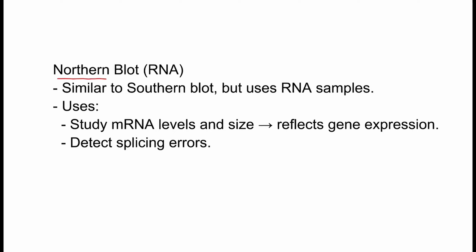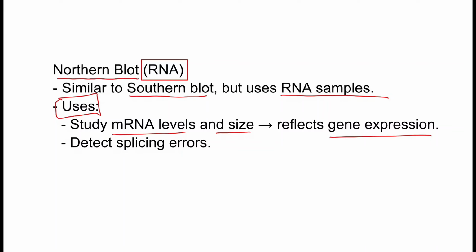Now we will discuss the Northern blot, which is for RNA. Northern blot is similar to Southern blot, but it uses RNA samples. Uses of Northern blot: it studies mRNA levels and size, which reflects gene expression, and it detects splicing errors. These are the main uses of Northern, or RNA, blot.